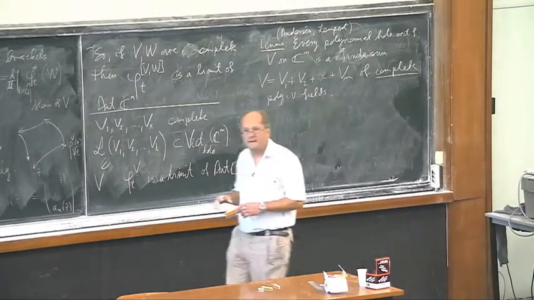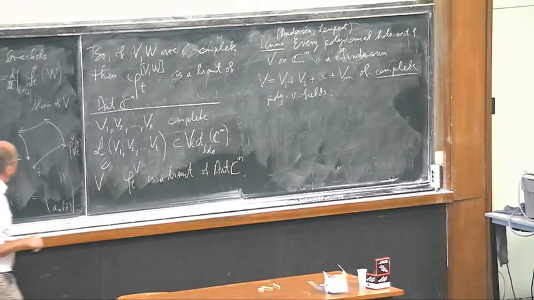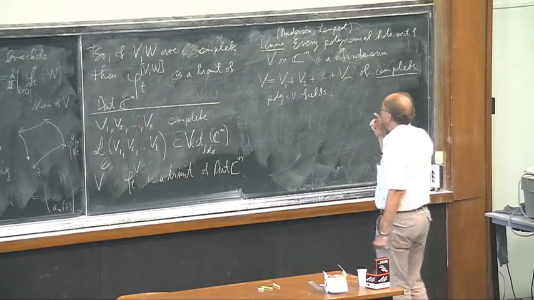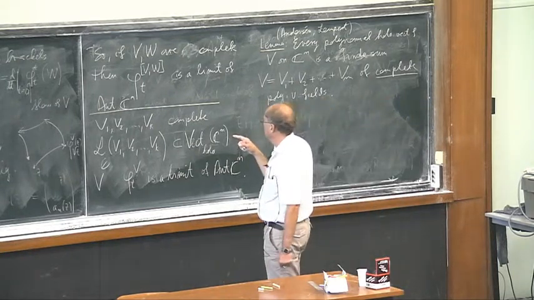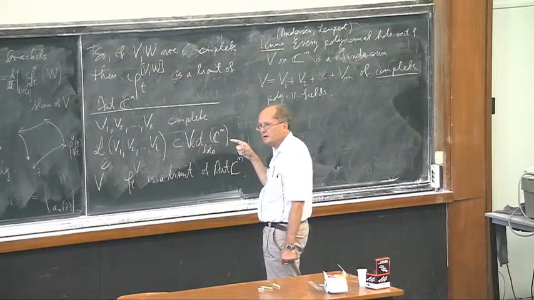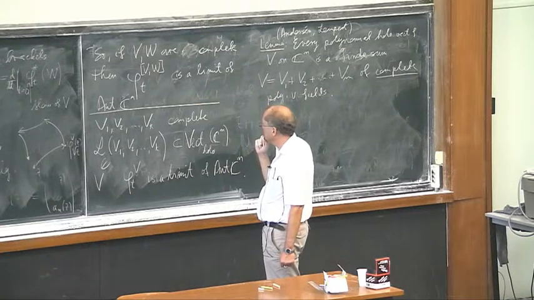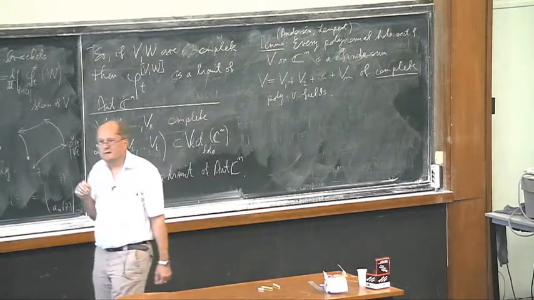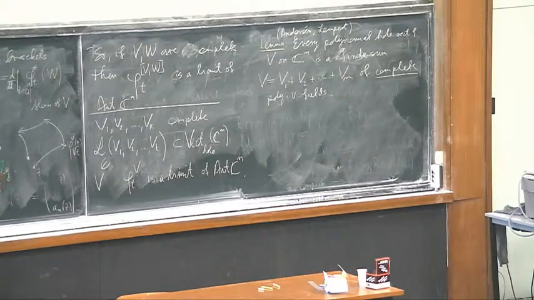Please. Yes. Can I ask a question? If V and W are not complete, what happens? So if they are complete, then phi is a limit of automorphisms. If they are not complete, what happens? Then you can't say very much. If you start with fields which are not complete, then who knows?